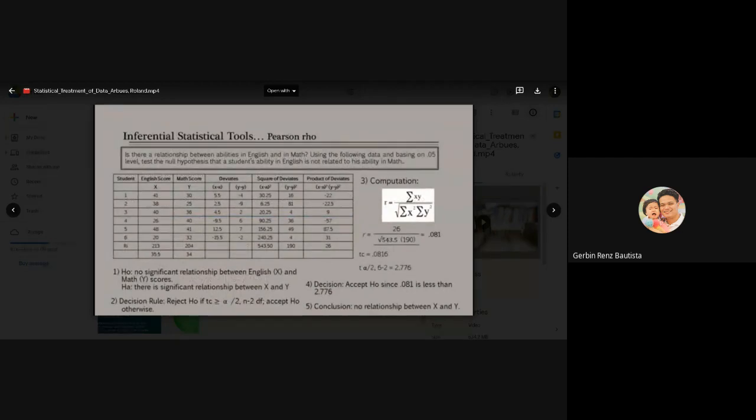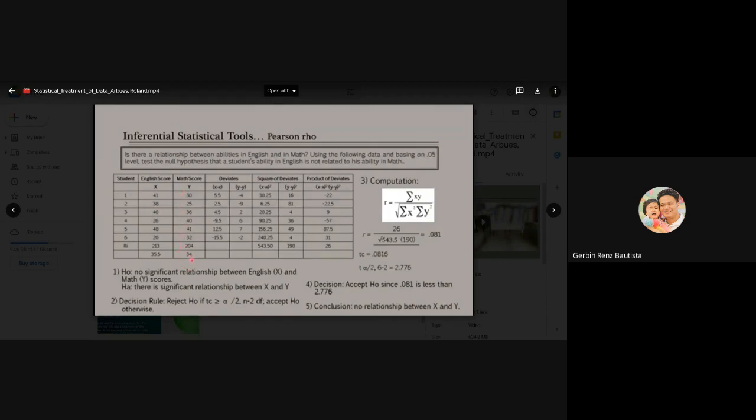Consider the following as an example of the Pearson rho. Is there a relationship between abilities in English and in math? Using the following data and basing on a 0.05 level of significance, test the null hypothesis that a student's ability in English is not related to his ability in math. The table shows the 6 student participants with their English scores under X with a mean of 35.5 and their math scores represented by Y with a mean score of 34.